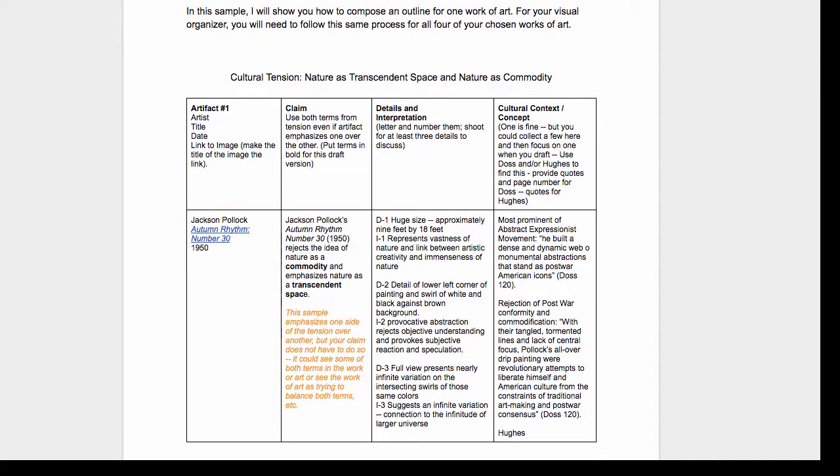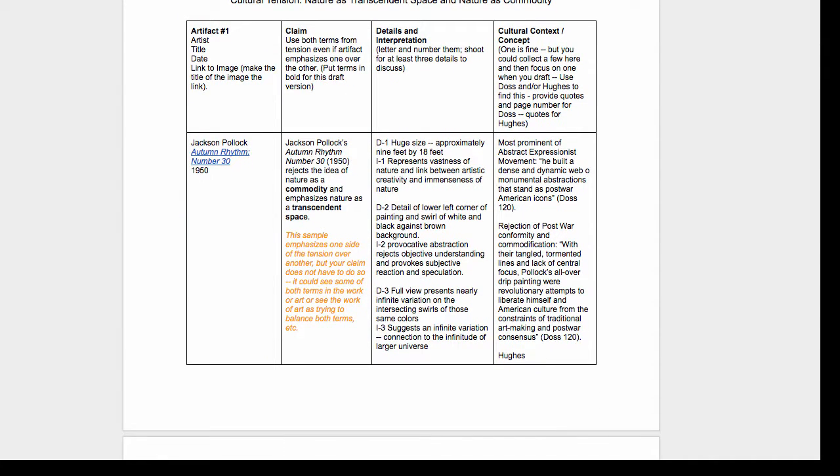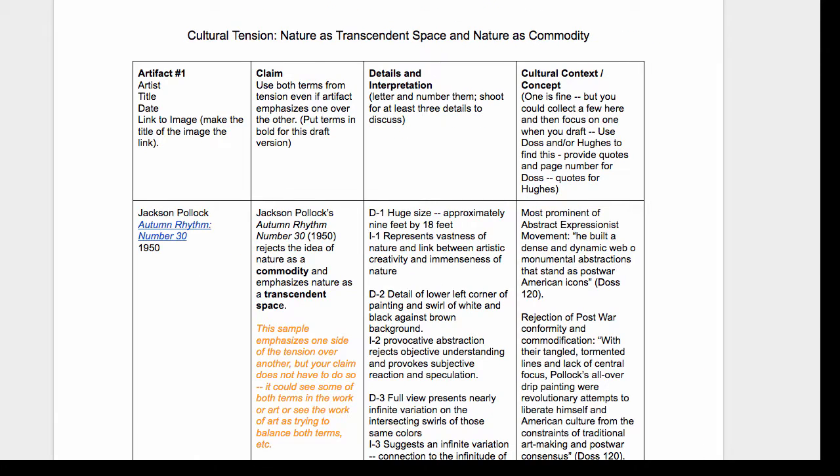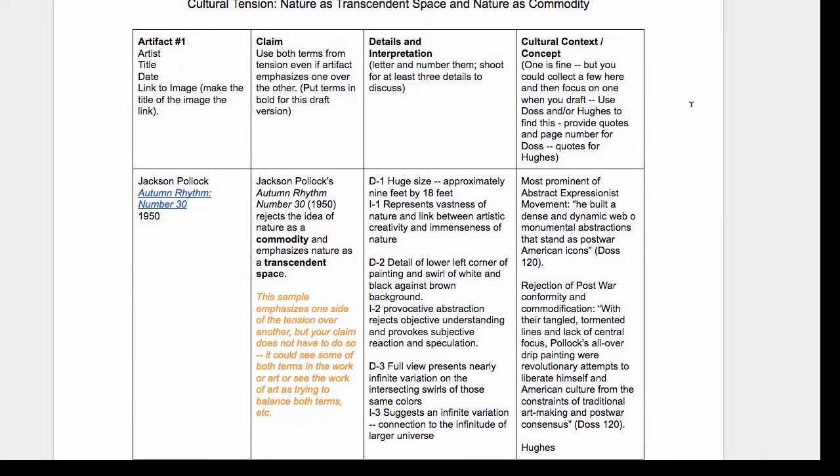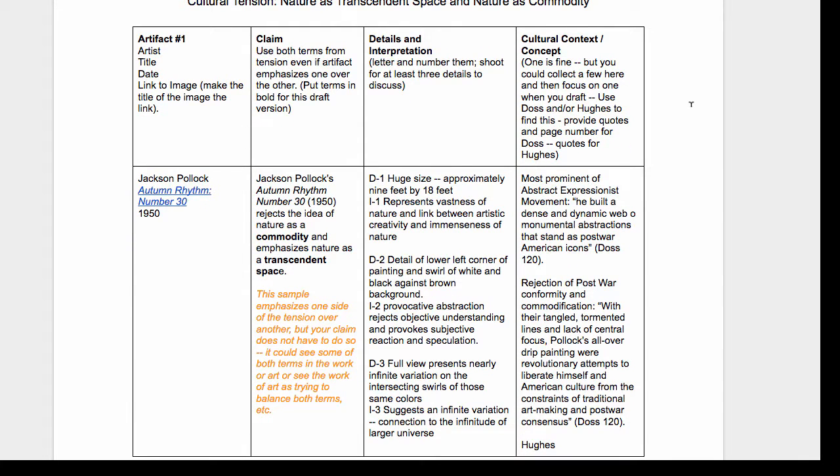Hi friends, last time we hung out together, we focused on this tool, the visual organizer, and how we could use it to collect our thoughts about a work of art that we were going to study in our paper in our American Studies course.